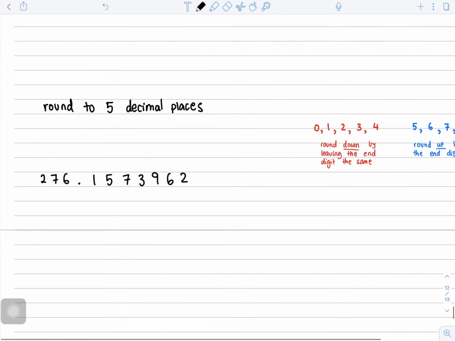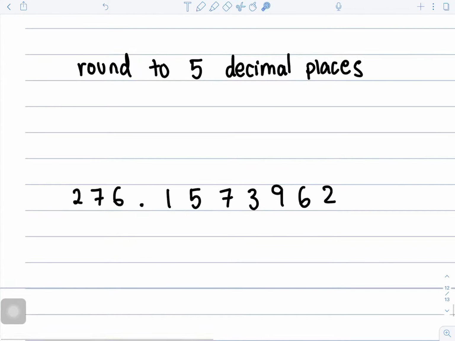Last one, this is a tricky one. It says to round our decimal to 5 decimal places. So let's have a look at where our cutoff point should be. We've got 1, 2, 3, 4, 5 digits after the decimal place, so our cutoff point would be right there. Our critical digit would be 6, because it's right after the cutoff point.